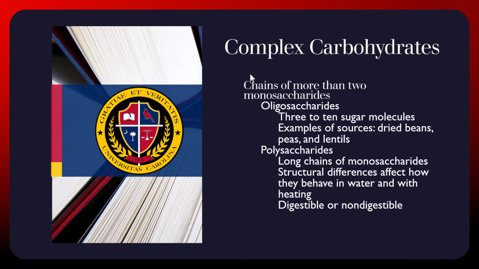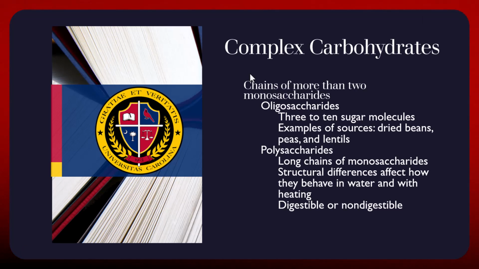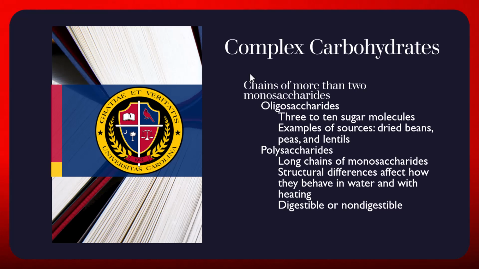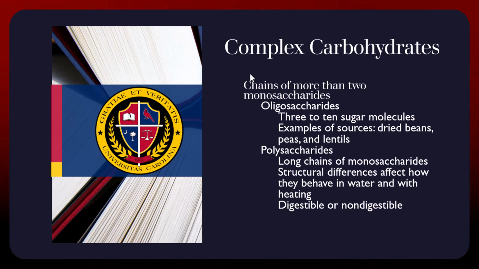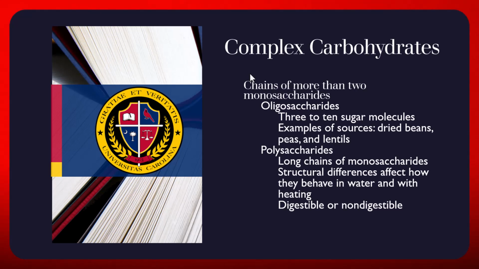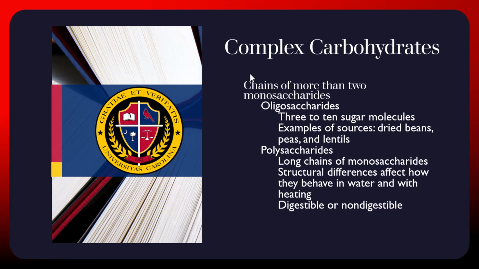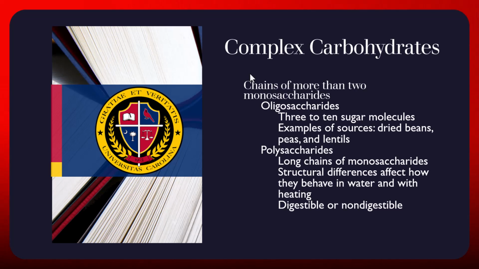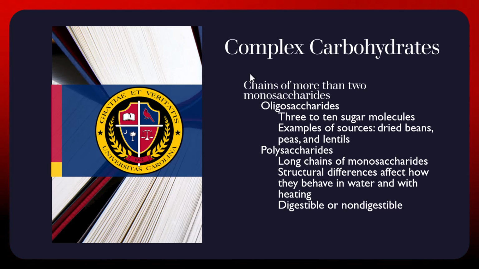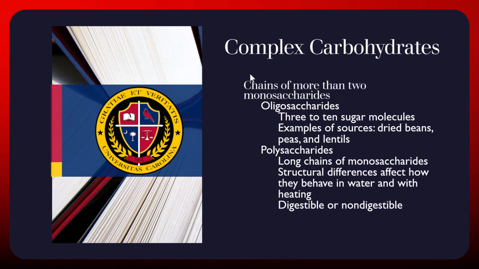Now we're going to move on to the complex carbohydrates. And these are chains of more than two monosaccharides. We have the oligosaccharides, which are 3 to 10 sugar molecules. Examples of sources include dried beans, peas, and lentils. Then we have the polysaccharides. They are long chains of monosaccharides, and they have structural differences that affect how they behave in water and with heating. Some of them are digestible, and some of them are not digestible.